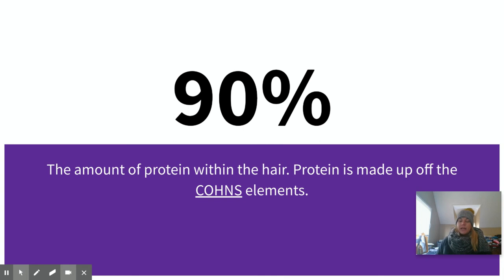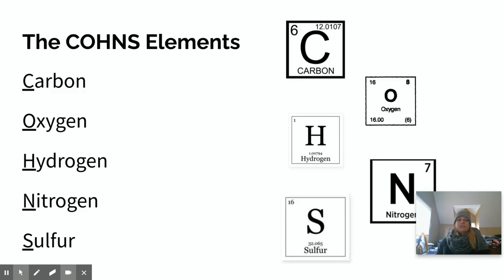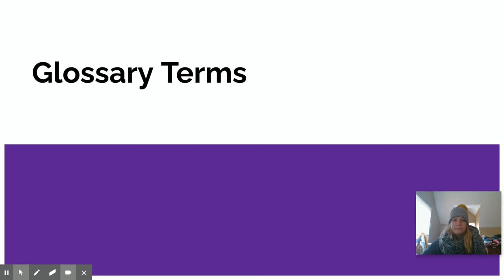So 90% of your hair is protein, okay? And protein is made up of what we refer to as the CONES elements, okay? CONES stands for carbon, oxygen, hydrogen, nitrogen, and sulfur. In order to create proteins in our bodies, we need these CONES elements.